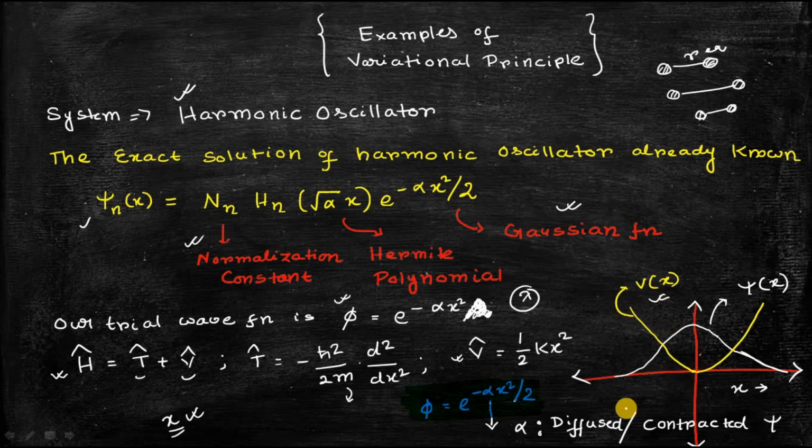You can see that this alpha term is very important, because it will decide whether our wave function is more diffused or more contracted. That will be dictated by this term alpha.